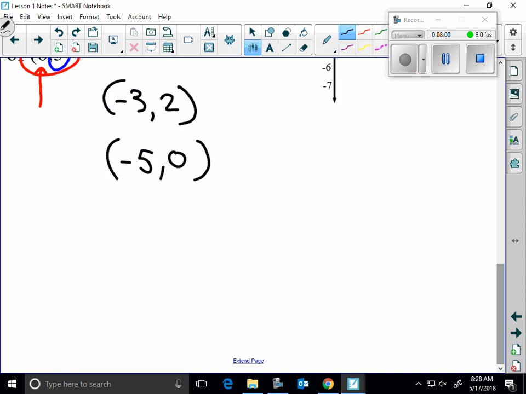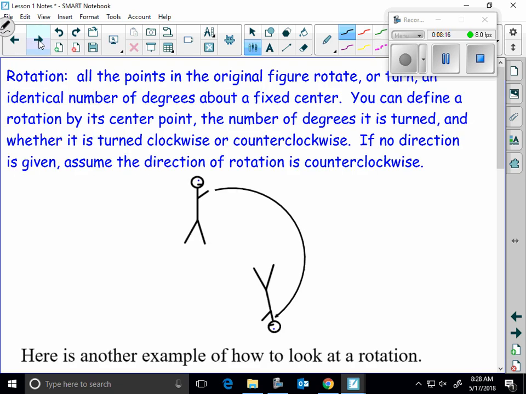Cool. Another way you might see this demonstrated is it might say this. All right, that would be all of the x's to the left 5, all the y's up 3. All right, that's another notation you might see. Cool. Our next transformation is called a rotation.